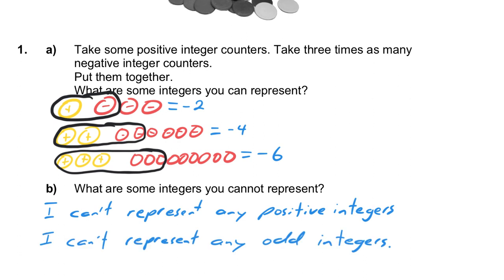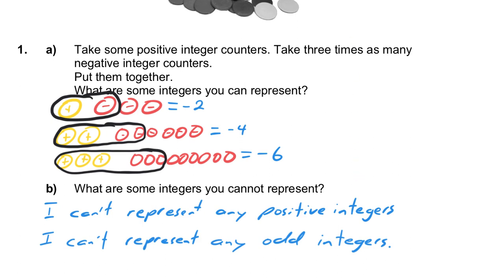I can't represent any odd integers, right? If I had 1 positive integer and had 3 times as many negatives, I make -2. But in the next case, now I make -4. So you'll notice missing from here is -3. I can't make that odd integer. And then there's another one missing between -4 and -6. I'm missing -5. I can't make any odd integers.